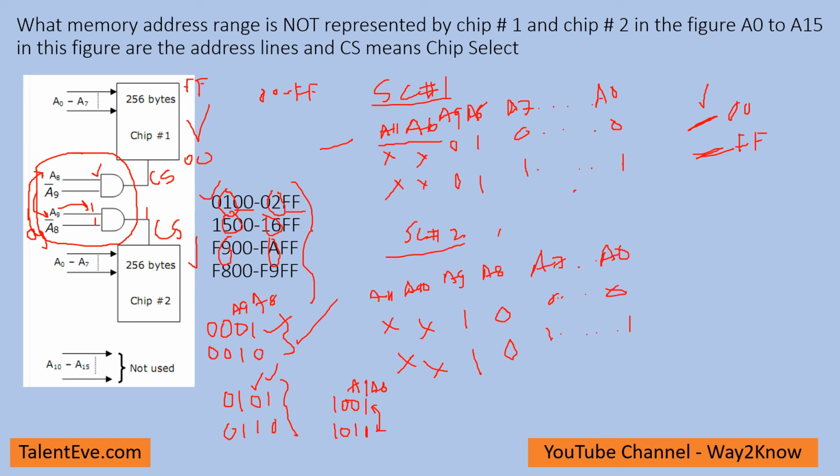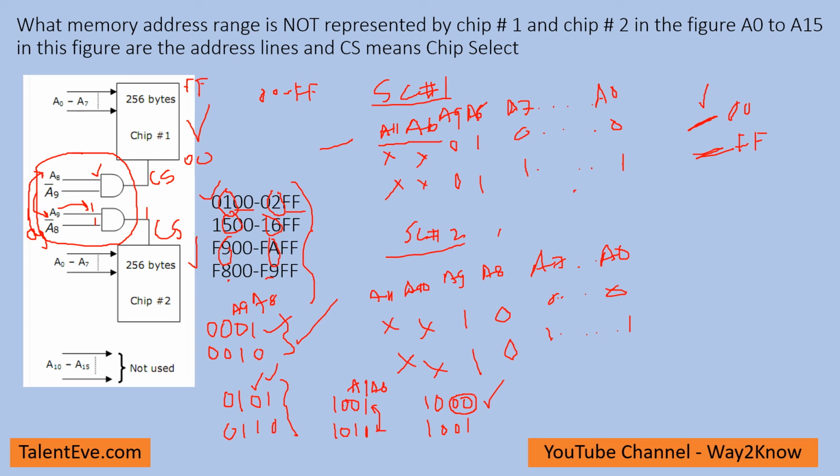Now the next one is 8 and 9. So 8 is nothing but 1000, right? And then 9 is nothing but 1001. Here if you see, this itself fails because both the inputs cannot be 0 for the address to be selected. None of the chips get selected in this scenario. There is nothing like A8 and A9 both 0 in any case.